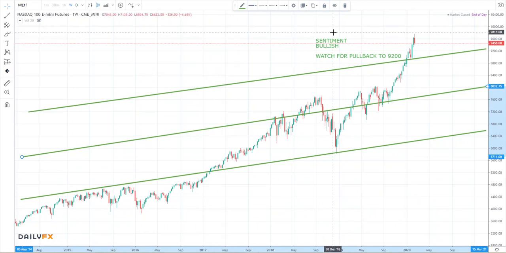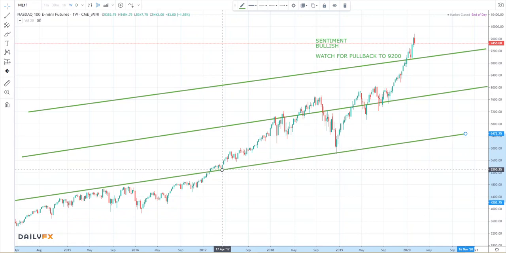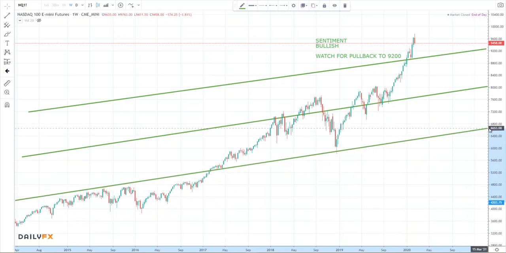The sentiment is bullish, meaning price should continue to go up. Watch for the pullback to 9,200. So we see these ascending trend lines over time, right? If I were to pull this here, I would see it represented here as the bottom. This is the next channel over time. Actually stretch this angle out. We see that same pattern again repeat.